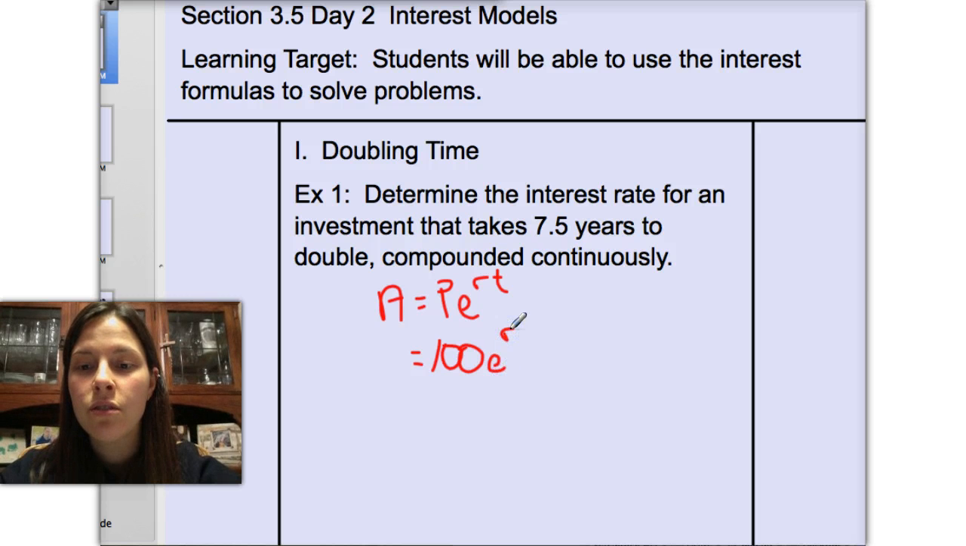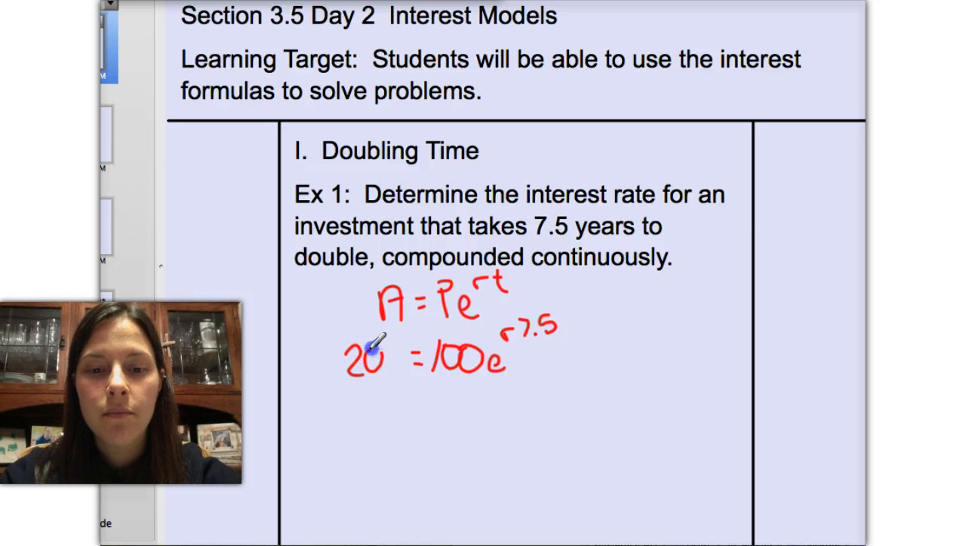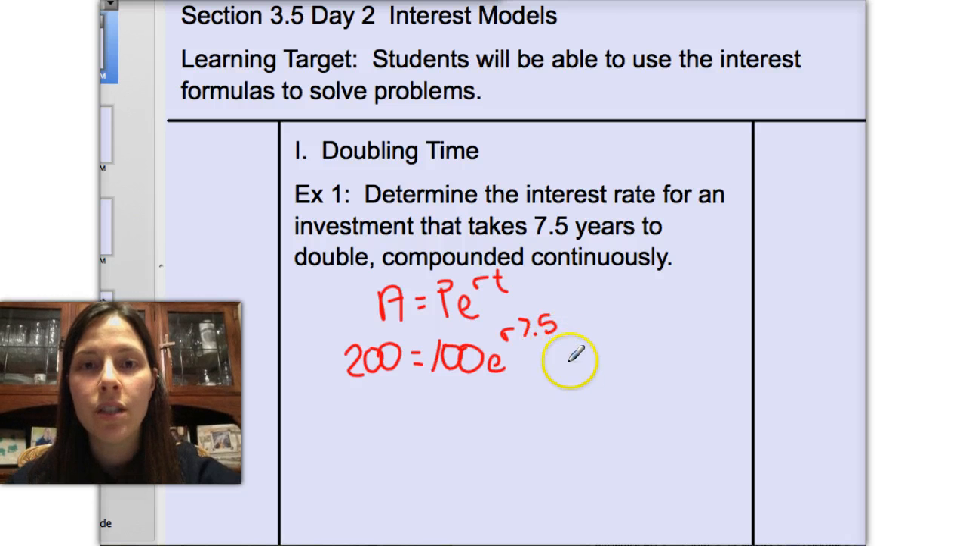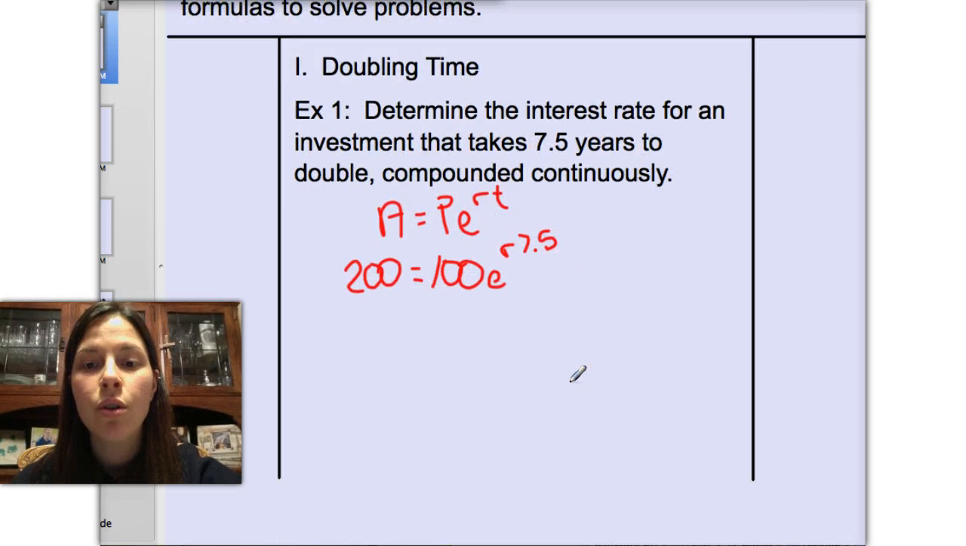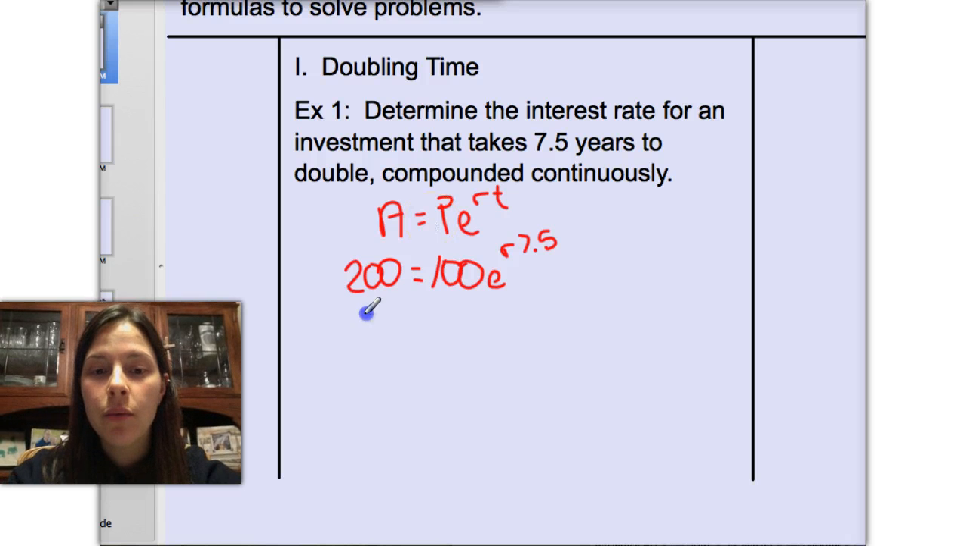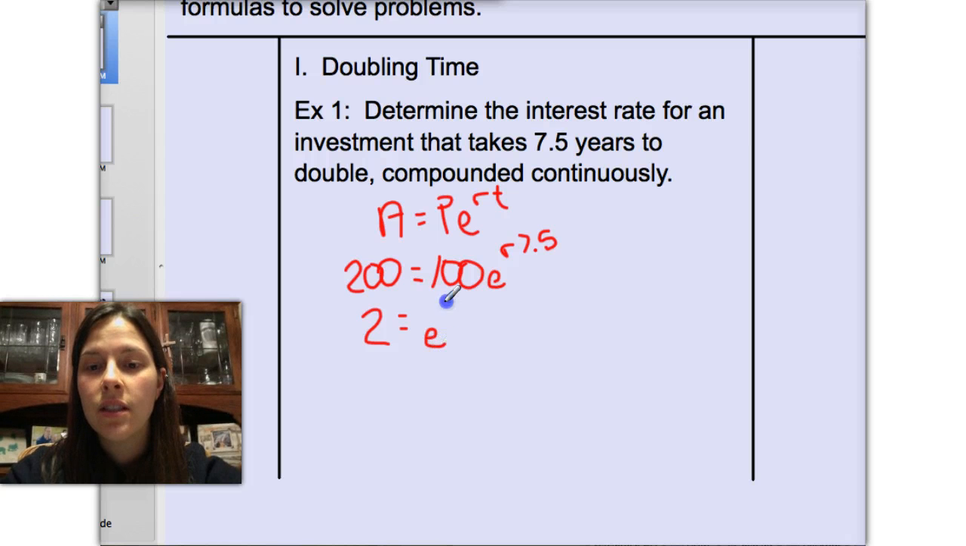We don't know the interest rate, but we do know that it took 7.5 years to double. Well, if we initially invested $100, when it doubles, we will have $200. Now think about the first step that we will do to solve this equation. We're going to divide both sides by 100. When we do that, we get 2 equals e to the 7.5r power.